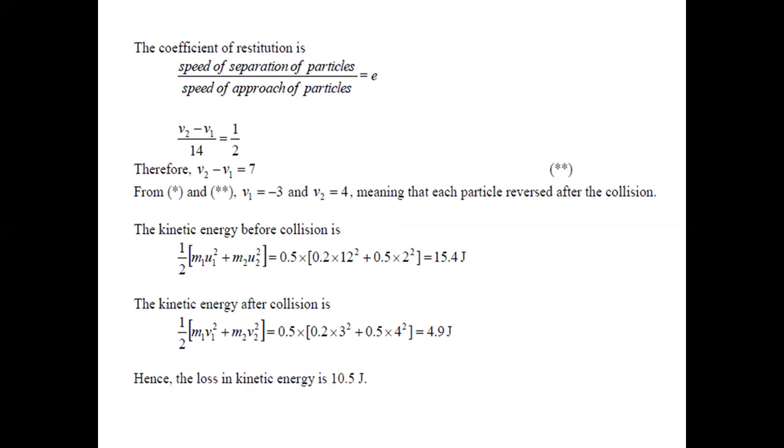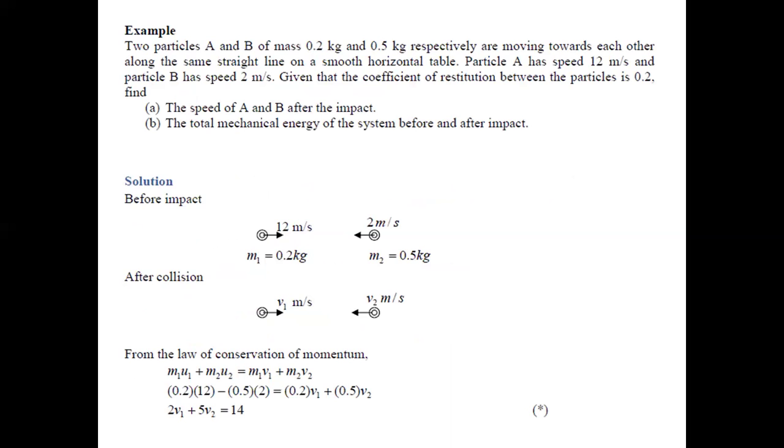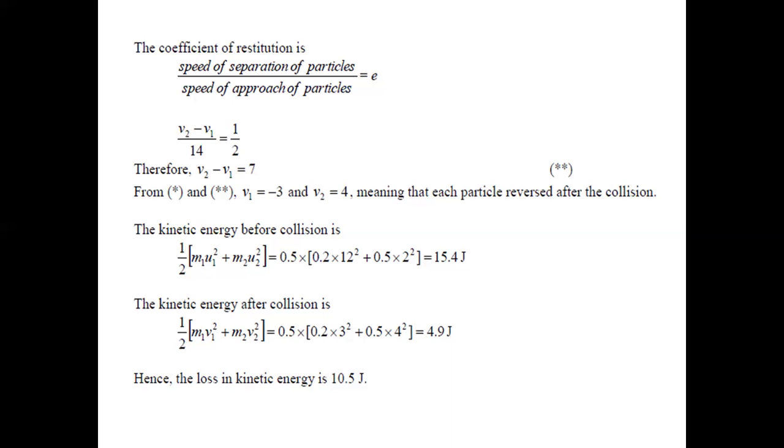The coefficient of restitution is going to be speed of separation of particles over speed of approach of particles, which is E. You know, E is half. It means that V2 minus V1 over U1 minus U2 is 1 over 2. Therefore, V2 minus V1 is 7. From this equation, and then the star, which is V2 minus V1 equals 7, solve these equations simultaneously.